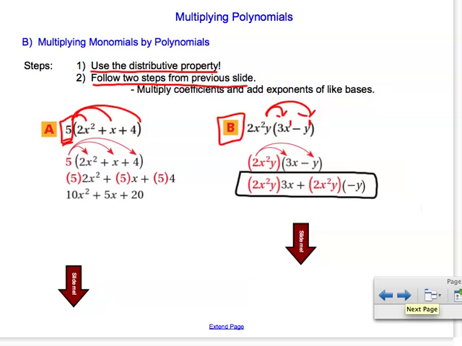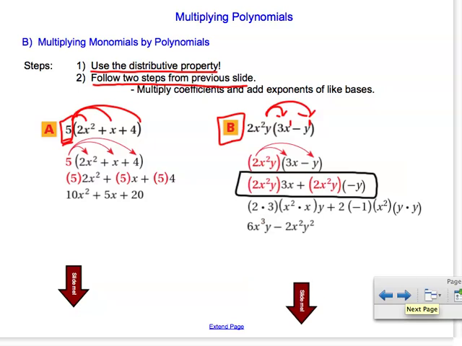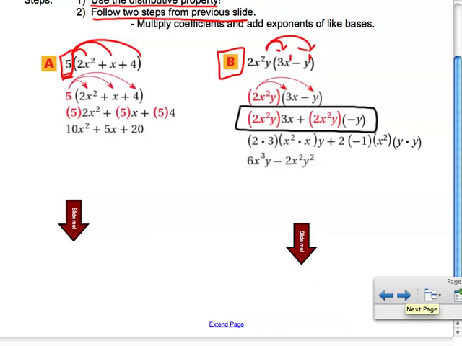All right, I think that you're back. You're probably done. So hopefully you've pressed pause and finished this problem. If not, go back and do it. And therefore, your answer should be this: 6x to the 3rd times y minus 2x to the 2nd, y to the 2nd.